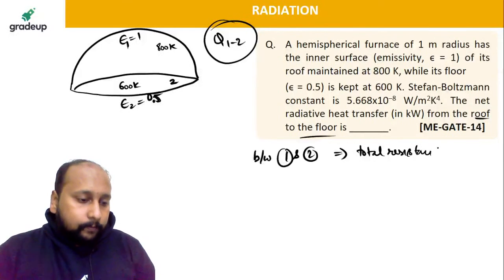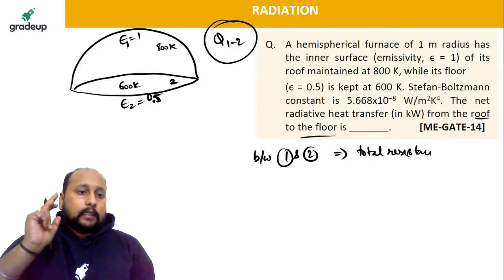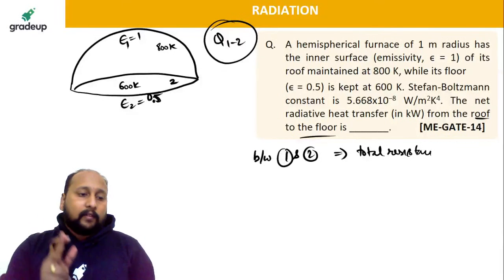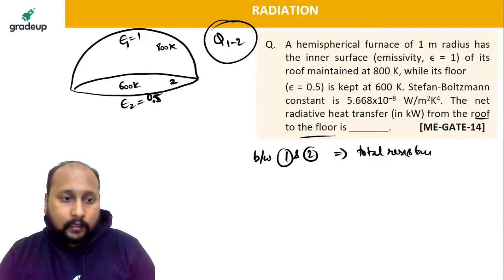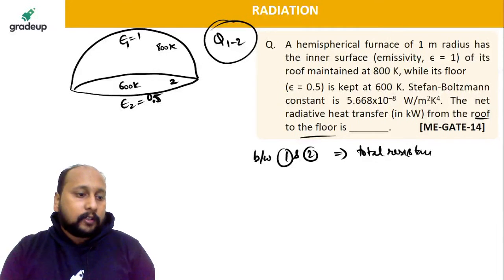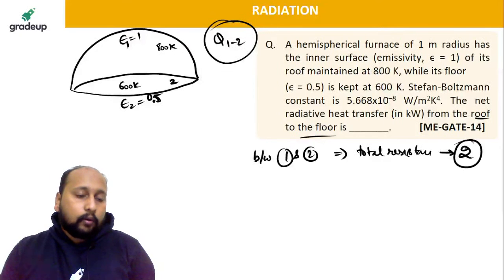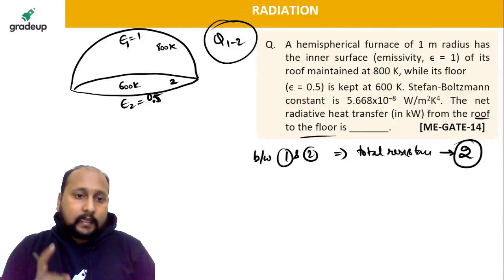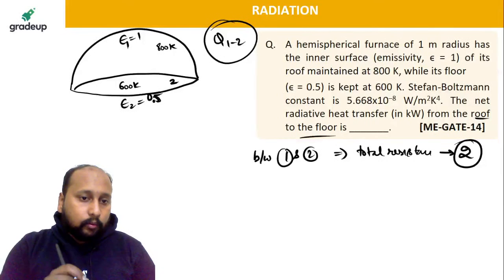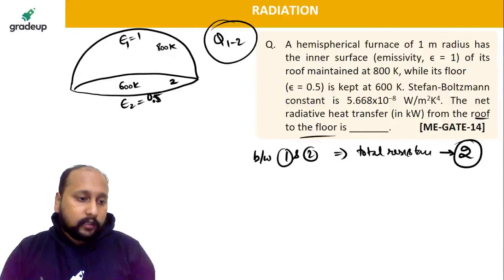1, 2 or 3? Sir, surface number 1 is a black body, so definitely we won't be having any surface resistance. Space resistance is always present. Surface 2 is a non-black body, so total resistance will be only 2. Okay, only 2 resistances will be there: one is the surface resistance at 2 and the space resistance between the two surfaces.